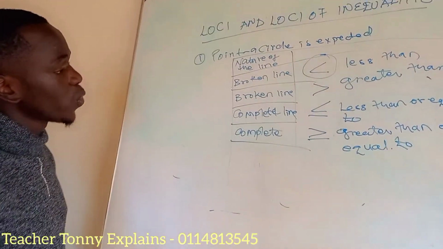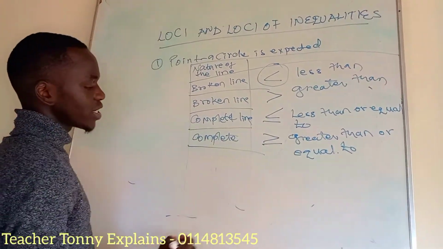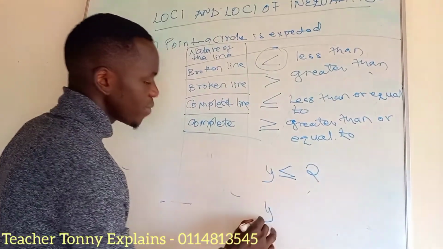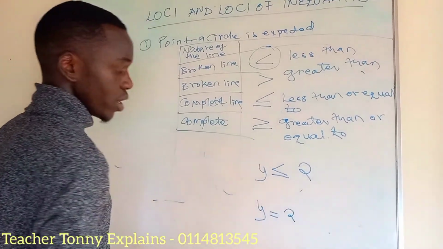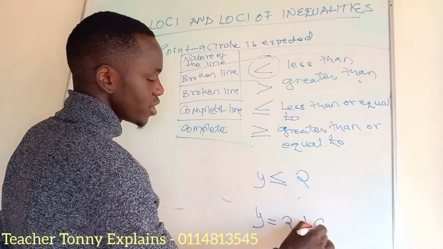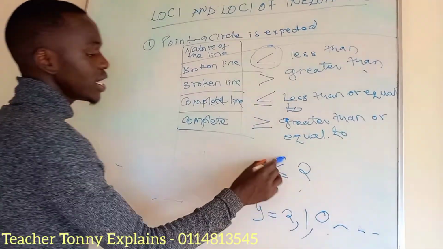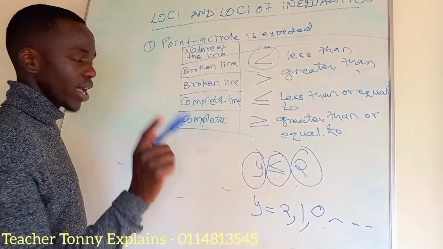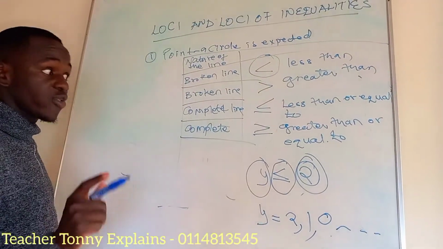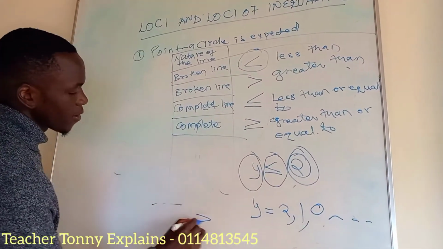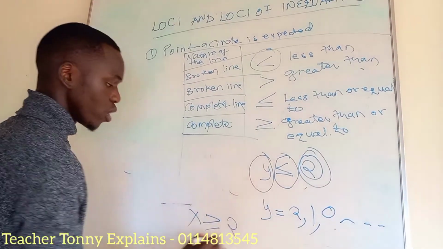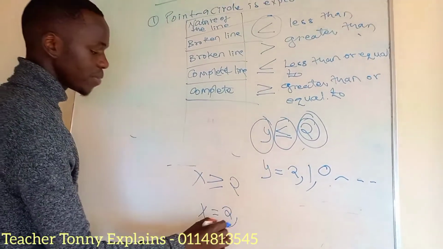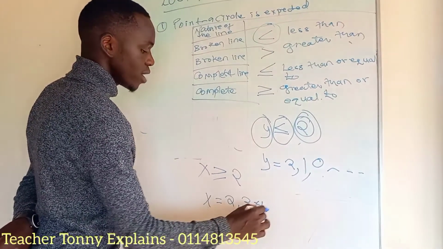So what we are supposed to know is that when you have got a less than or equal to sign, for example, y is less than or equal to 2, y can be either 2, it can be 1, it can be 0, and etc. So when you see less than or equal to, and you have been given a certain number, that means that 2 is also inclusive. Also, for example, x is greater than or equal to 2. x can be either 2, it can be 3, it can be 4, and etc.